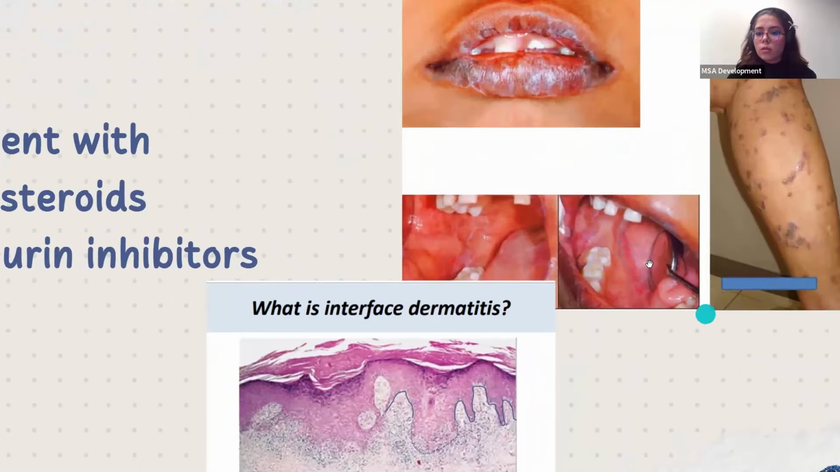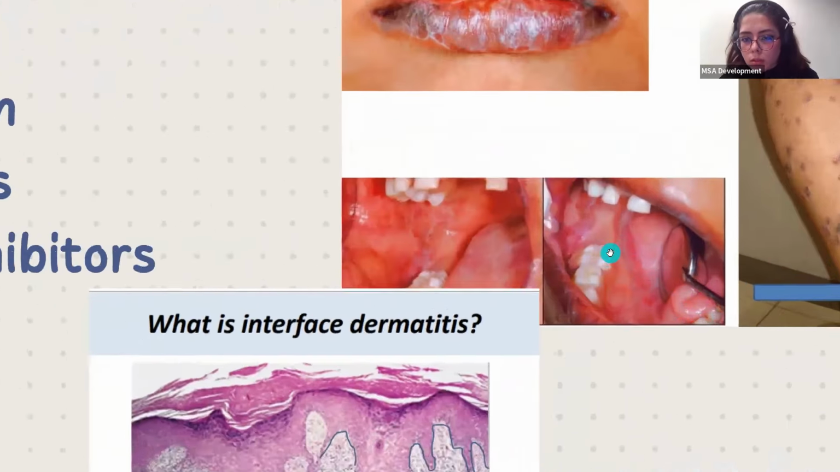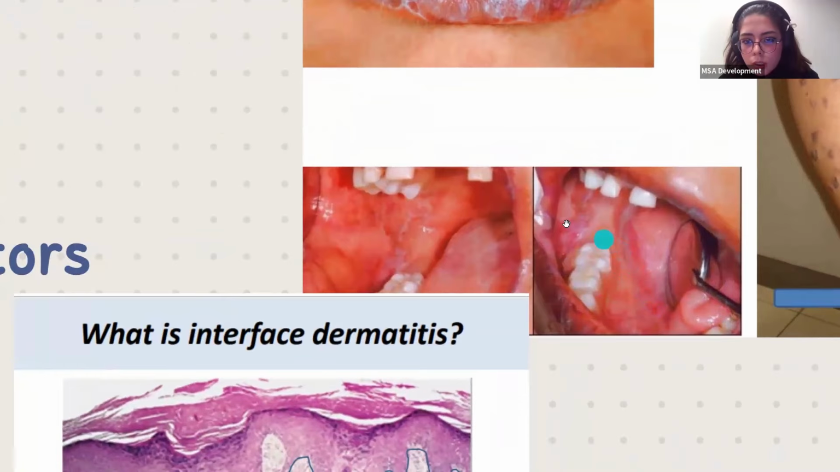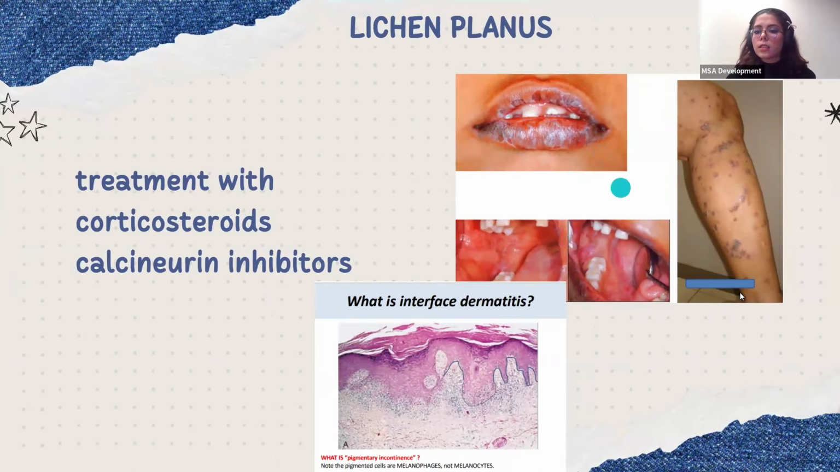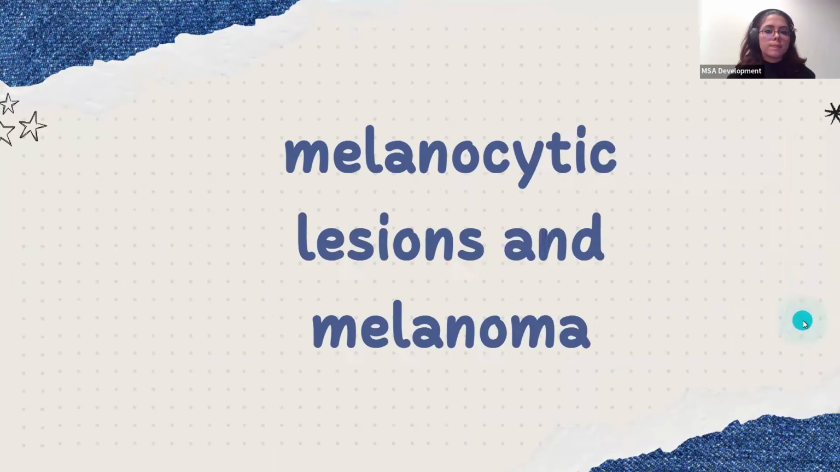Okay. This is mucosal involvement. Where did it go? Okay. See over here, it's a bit darker. Where is it in the lips? Here it is on the legs.